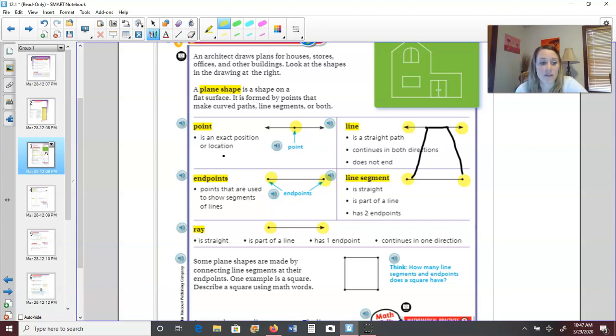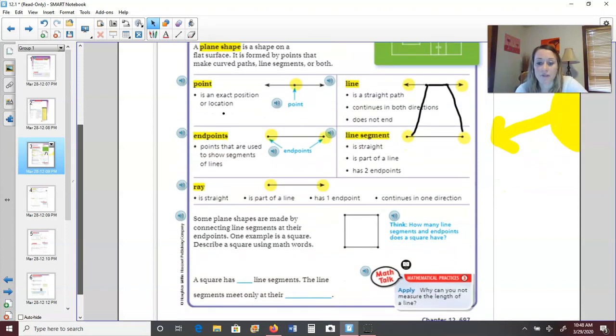So if you think of the sun, here's my quick little picture of the sun over here. And then the rays of sun that shine down to us, and they are following one direction to reach us on Earth. So a ray, I always think of a ray of sunshine. It has one ending point because it stops here at the sun, and then it's continuing on in one direction towards us. So a ray is kind of a combination of a line and a line segment.